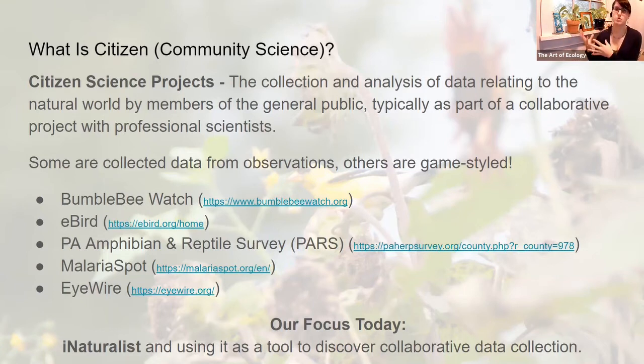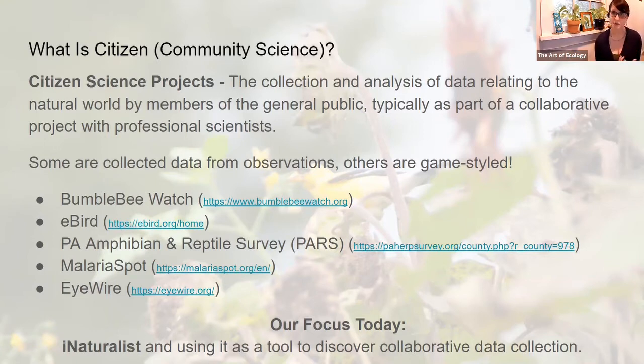So a scientist or a research professional would say, hey, I need this data for my project. I don't have time to do that. I don't have the ability to go to every single continent in the world and get the data that I need. Public, here's how you collect the data. Go do it. And there are really great ones. Some are definitely more dry and advanced, where it is just pure data collection. You go out into the field. Like the Bumblebee Watch is just finding bumblebees, identifying them, and then recording the data, which I think is fun. I like watching bumblebees, but it may not be the best for increasing engagement in students.